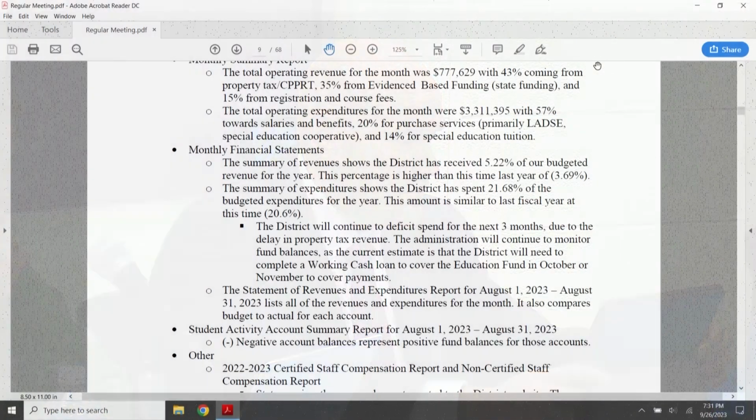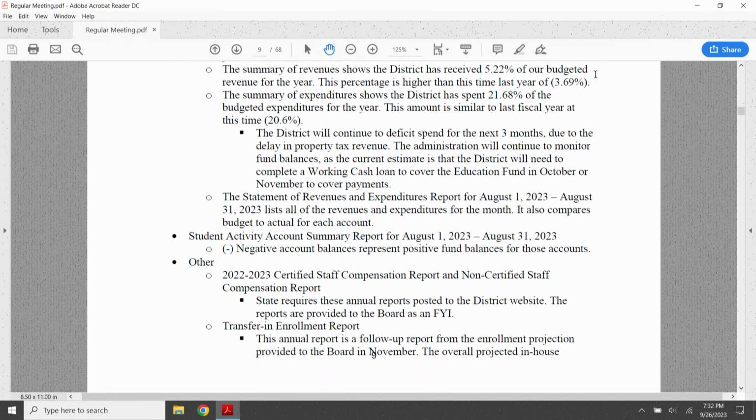Statement of revenues and expenditure report for August 31st, 2023 lists all the revenues and expenditures for the month. It also compares budget to actual. Student activity account summary report is included in your board packet. Other important facts: 22-23 certified staff compensation report and non-certified staff compensation report. The state requires these annual reports be posted to the district website, so the reports are provided to the board as an FYI in today's packet.